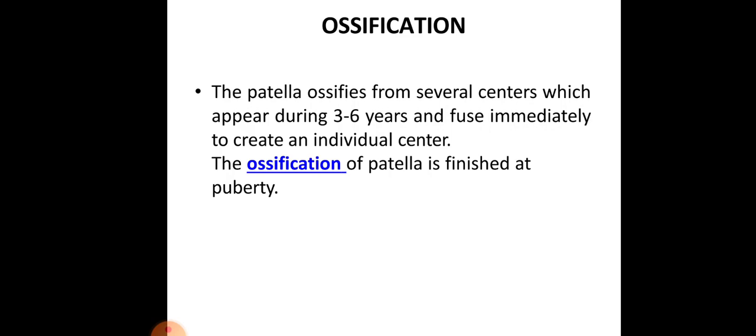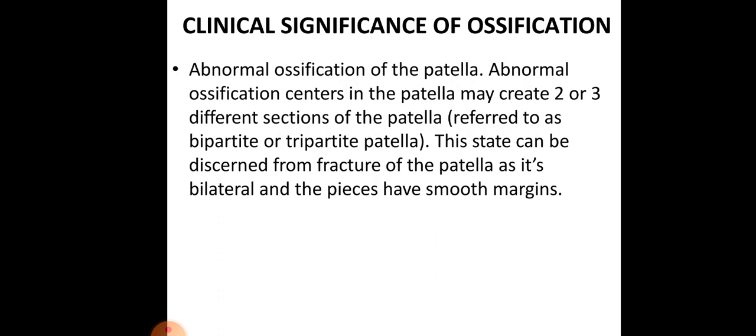Then the ossification. The patella ossifies from several ossification centers which appear during 3 to 6 years and fuse soon to create a single center. The ossification of the patella is finished at puberty. Now the clinical significance of the ossification is that abnormal ossification centers in the patella may create two or three different sections of the patella, referred to as bipartite or tripartite patella. This state can be distinguished from a fracture of the patella as it is bilateral and the pieces have smooth margins.